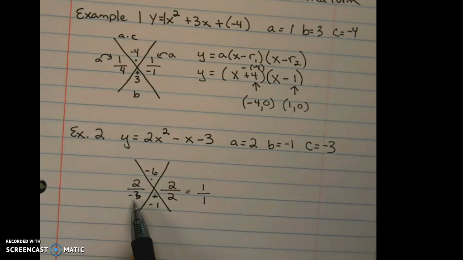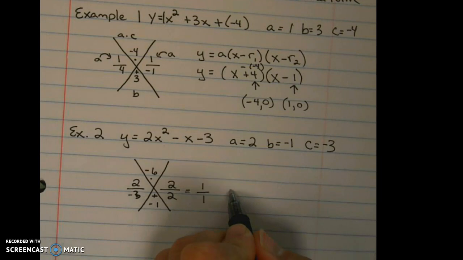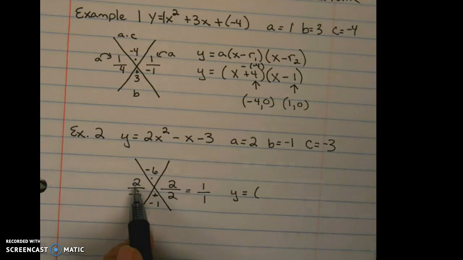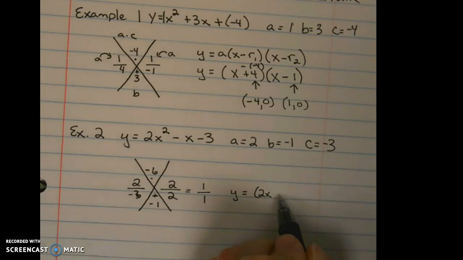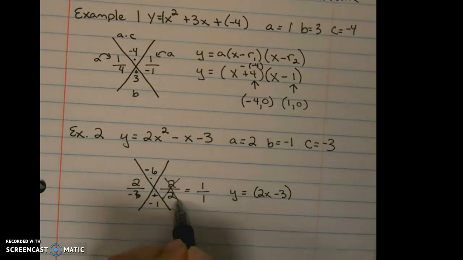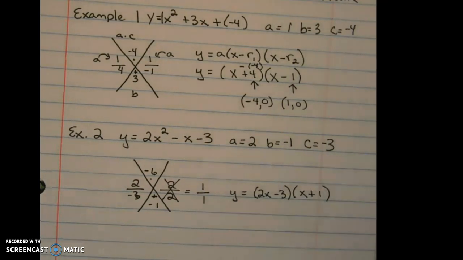So the next thing we want to do is write our answer. So our first factor, remember that the top number goes with the x, and then -3. Top number, using our reduced fraction, top number goes with the x, plus 1. And there's our answer in factored form.